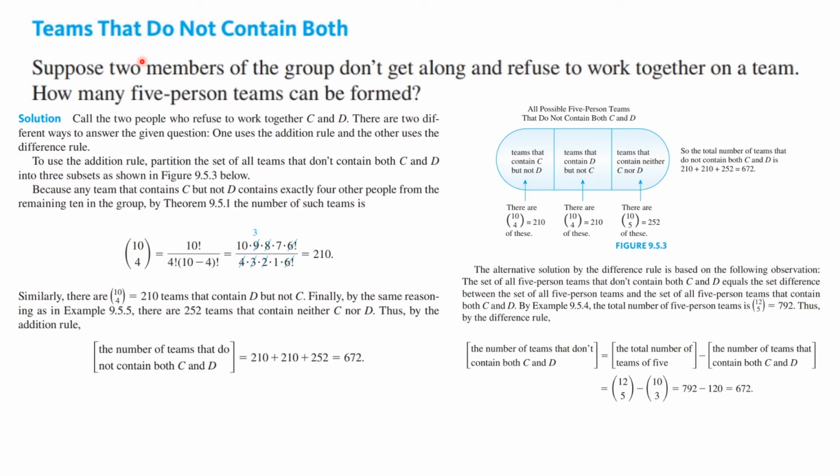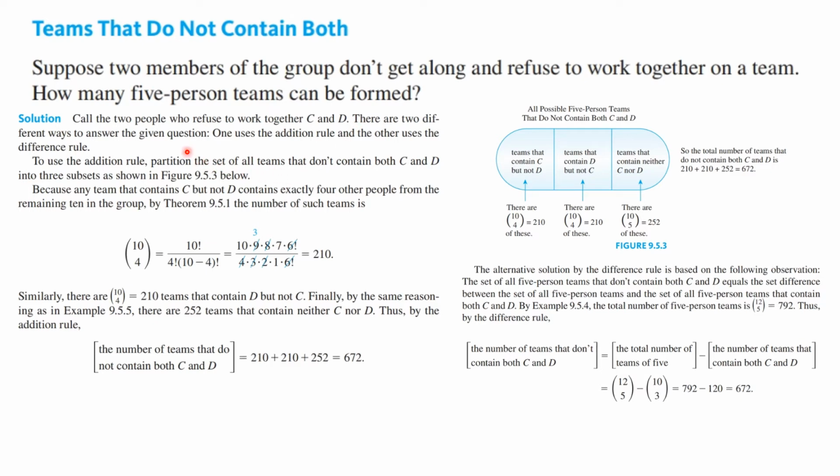Now this is a little bit different. Suppose 2 members of the group don't get along. I've also had this happen in class and refuse to work together on a team. How many 5-person teams can be formed? Call the people who refuse to work together C and D, just to call them something.